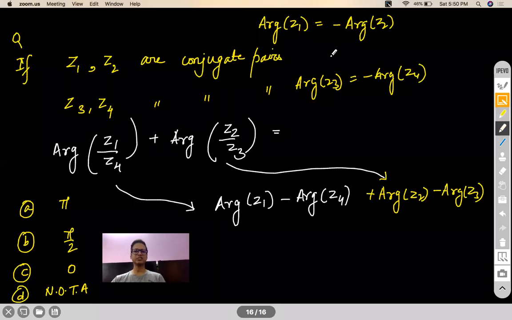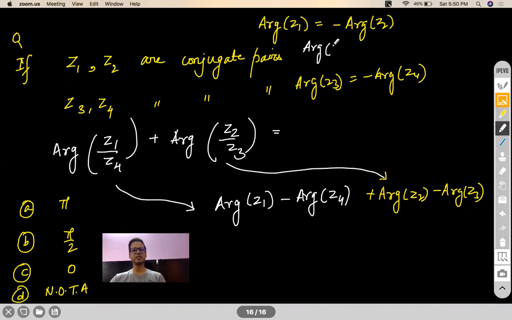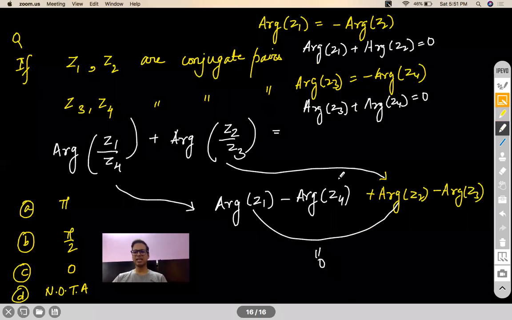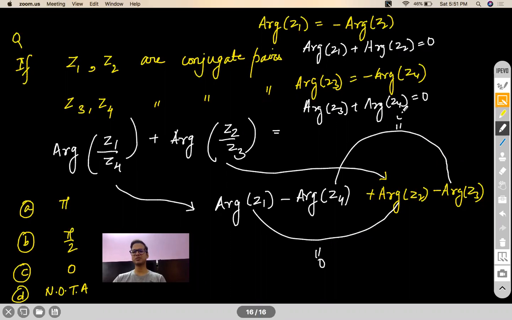Okay. That is to say that argument of Z1 plus argument of Z2 is equal to 0. And argument of Z3 plus argument of Z4 is also equal to 0. So this plus this, that is going to be 0. And in this case also, if you take a minus sign common, this will also become a 0. So ultimately your answer is going to be a 0, which is option number C. Janta is absolutely correct.